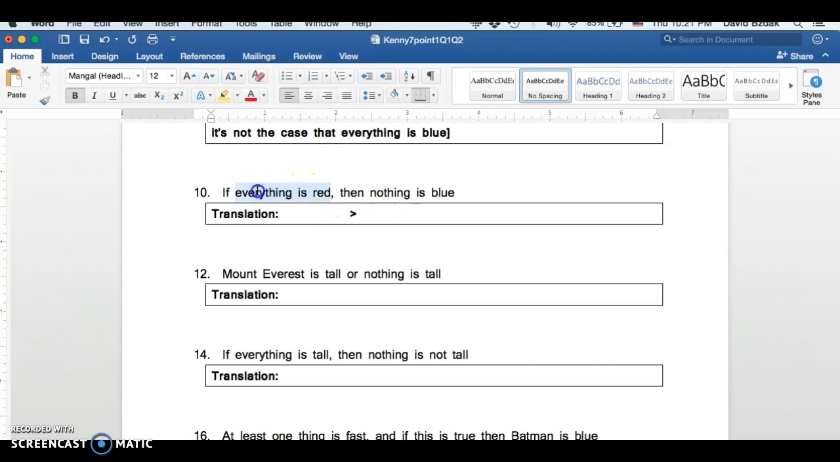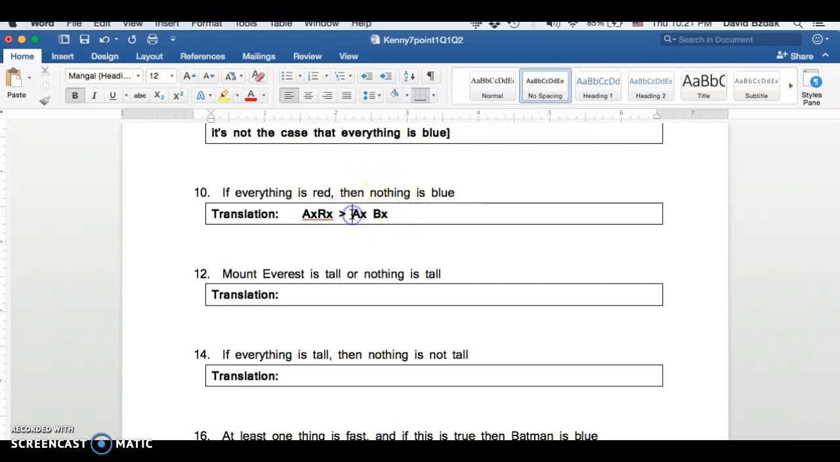The antecedent is what comes after the if and before the then. Everything is red. So for all x, x is red. And again, this is the upside down A, the universal quantifier. What comes after the horseshoe is nothing is blue. So again, if we did it like that, this says if everything is red, then everything is blue. We want to say nothing.